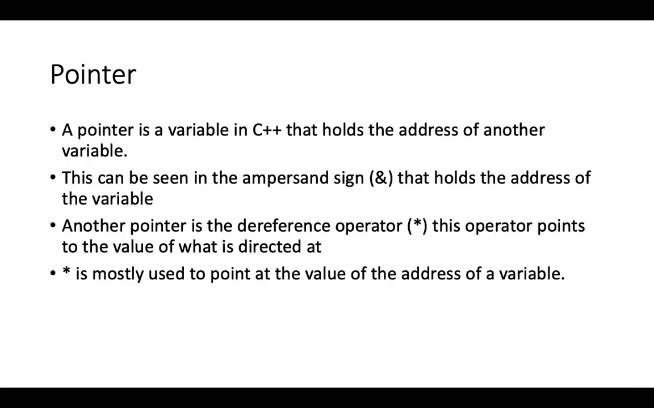Moving on to pointers. Pointers in C++ hold the address of a variable. The way this can be seen is using the ampersand. Using this, you can see the address that a variable holds. And there's also this dereference operator. This points to the value that is inside of the address of a variable.